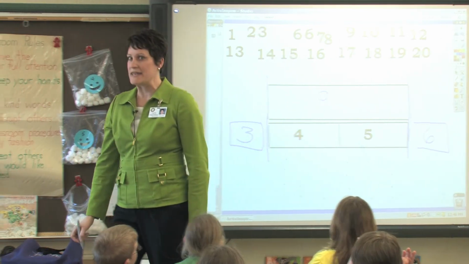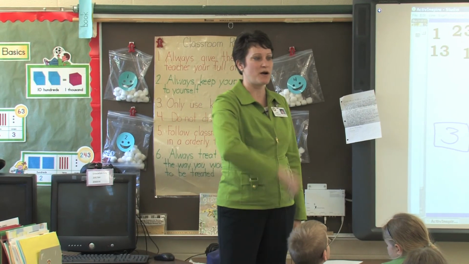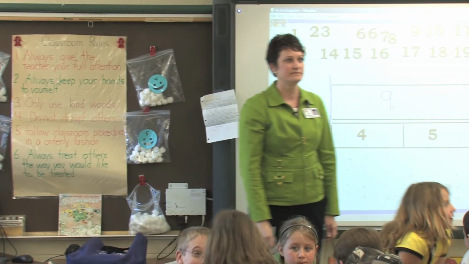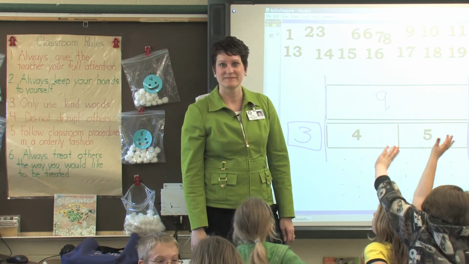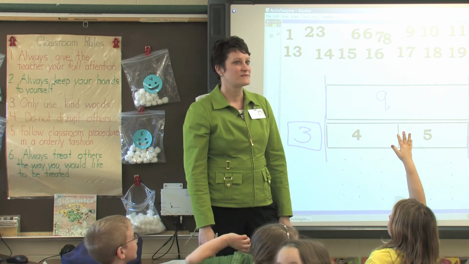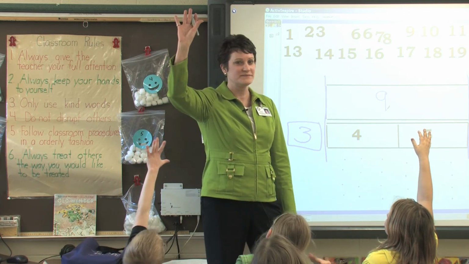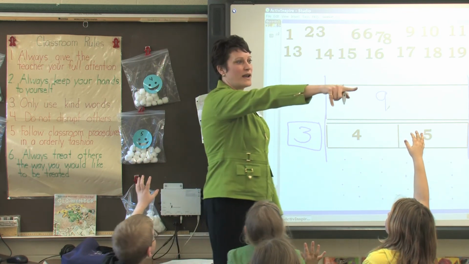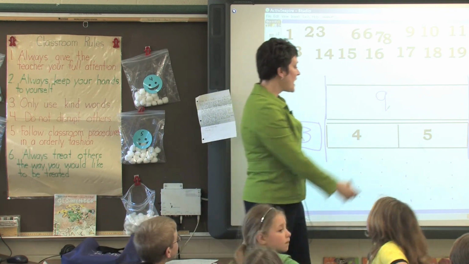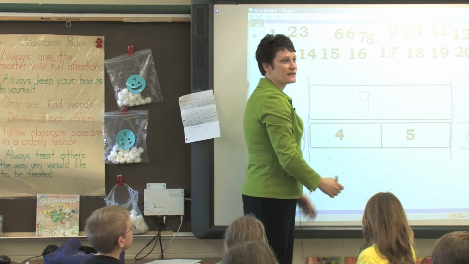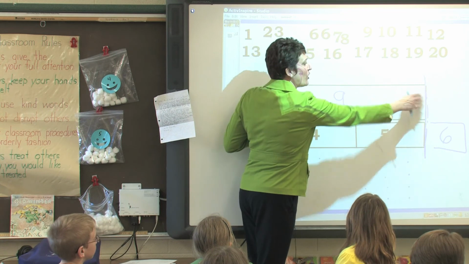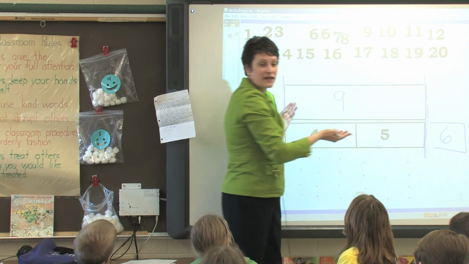Why did I put a 9 there? Talk to the partner across from you. Whisper it. Why did I put 9 there? Eyes back here. Why did I put a 9 there? It adds up. If I have 4 plus 5, that equals what? 9. And this whole bar is 9.